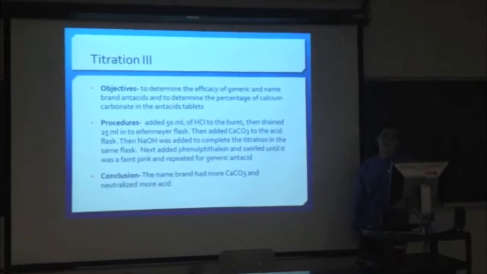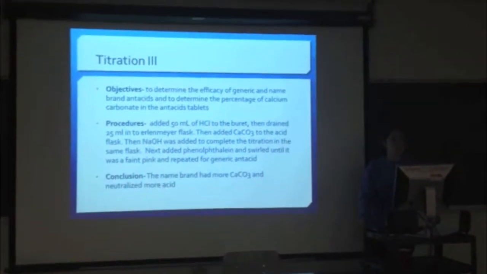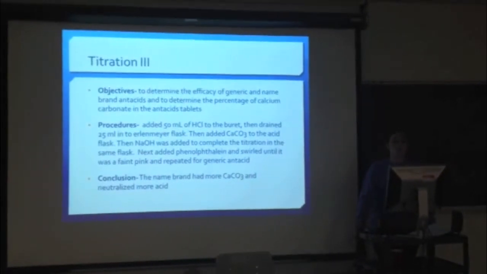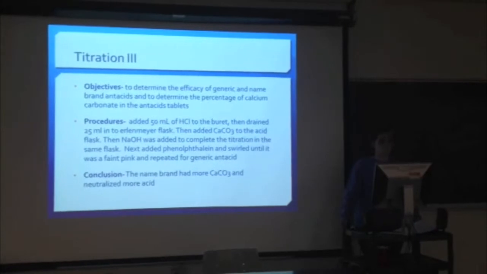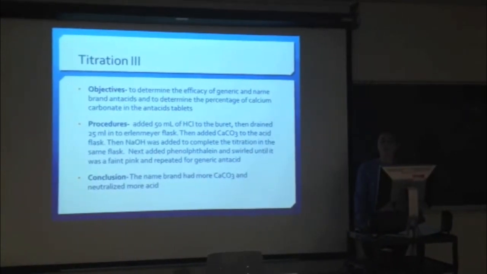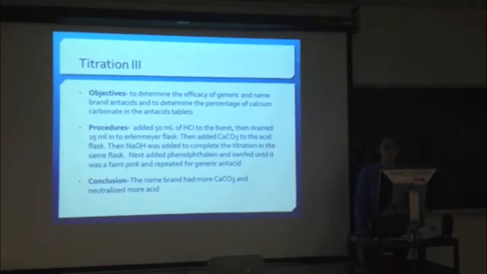The third lab that we did for titration, our objective was to determine the efficiency of generic and name brand antacids and to determine the percentage of calcium carbonate in the antacids. Our procedure was we added 50 milliliters of HCl to the burette, then drained 25 milliliters into the Erlenmeyer flask. Then added our calcium carbonate to the acid flask.